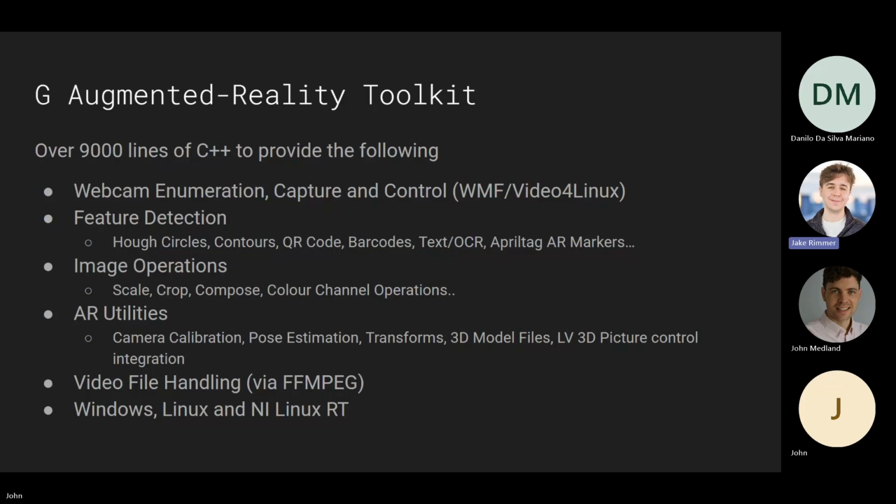I had originally intended just to do this bit of feature detection, the April tag AR markers, but because I'm using OpenCV under the hood, it's actually pretty straightforward for me to bring in lots of other feature detection: Hough circles, contours, other QR code types, barcode readers. I've also got some text and OCR examples. Because when you're working with augmented reality, you often need to do other image processing, so we've got scaling, cropping, composing, and color channel operations on images. And then finally, the bit that's the maths behind augmented reality.